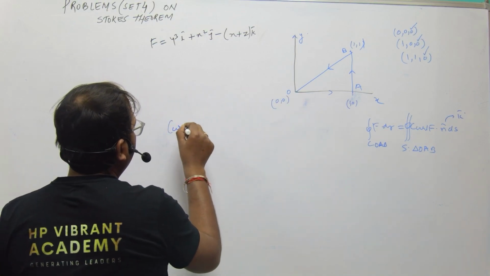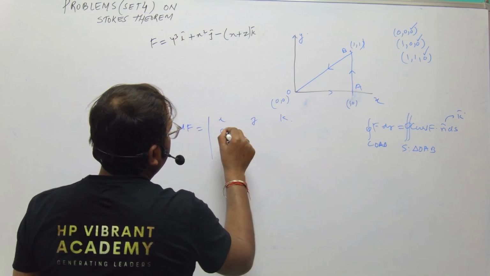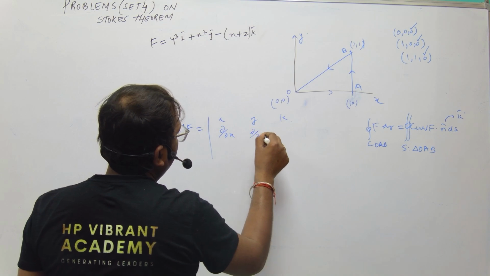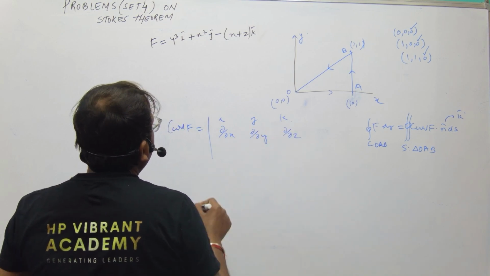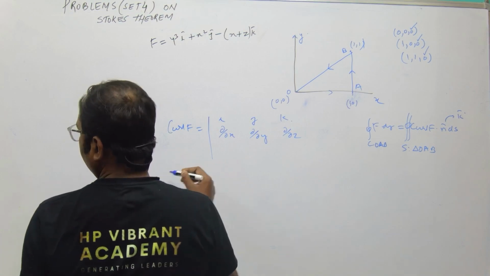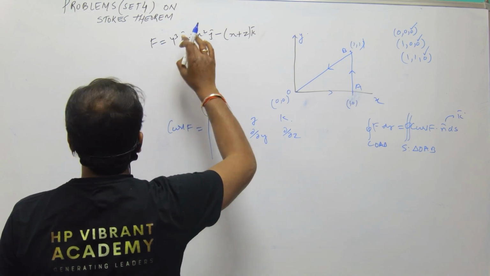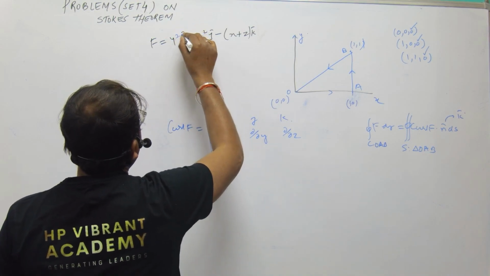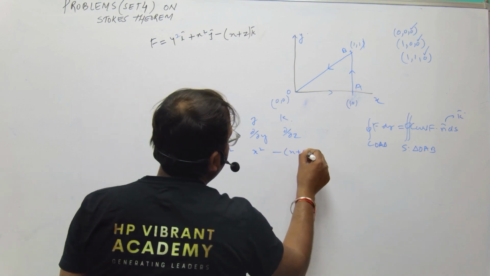So curl of f is equal to the determinant with i, j, and k; del upon del x, del upon del y, del upon del z; and the components of f are y square, x square, and minus x plus z.